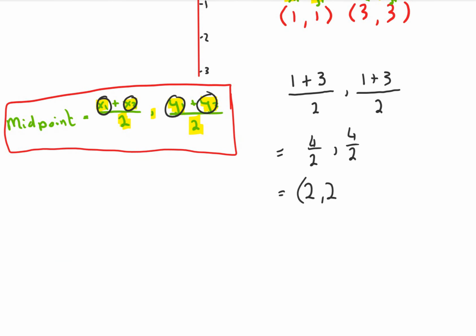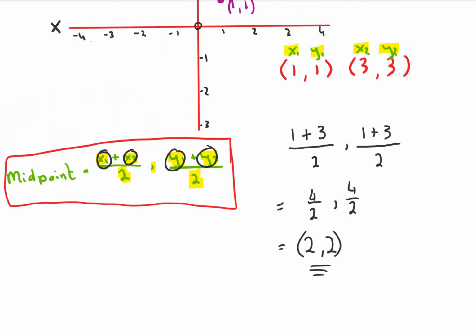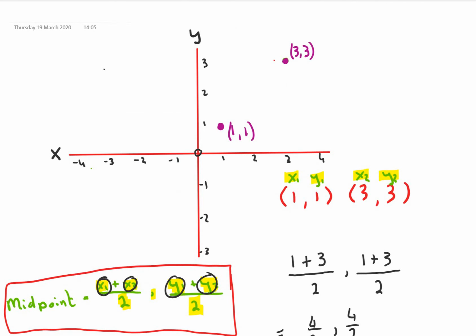What that 2 comma 2 means, if we put brackets around it, is that's the point. Let's look up here and find 2, 2. There it is. There's the midpoint. Okay. We'll do one other sample here.